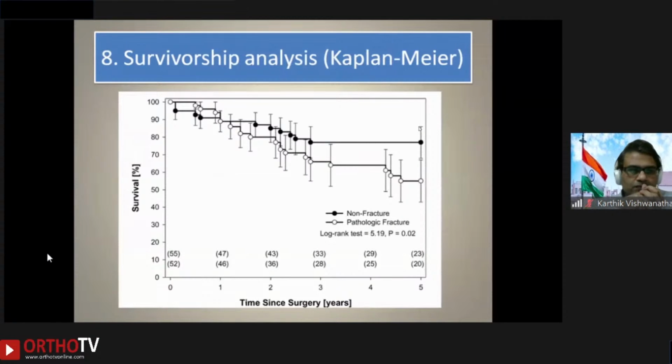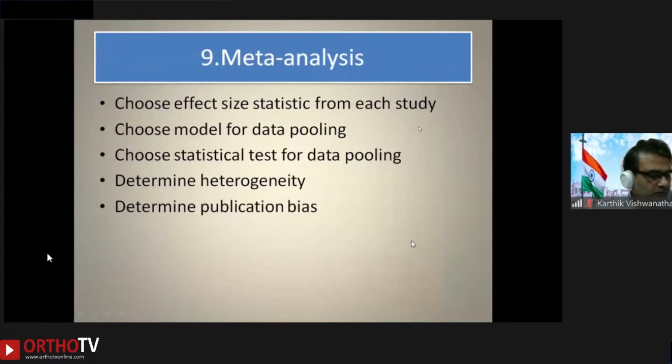Survivorship analysis is done using Kaplan-Meier analysis. Two different groups have been compared: patients with osteosarcoma and their survival without pathological fracture is the top one. The one below is those with fracture. So the survival rate amongst osteosarcoma patients is higher in patients who do not have a fracture. This comparison has been done by the log rank test, which is a non-parametric test. The p-value is 0.02, hence significant.